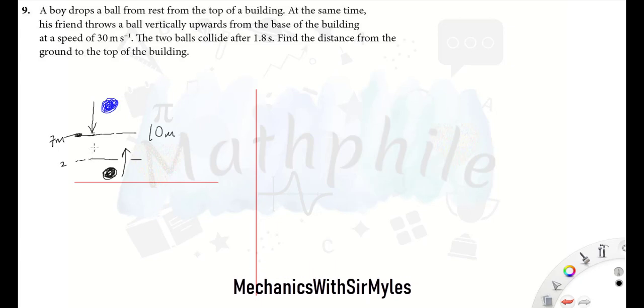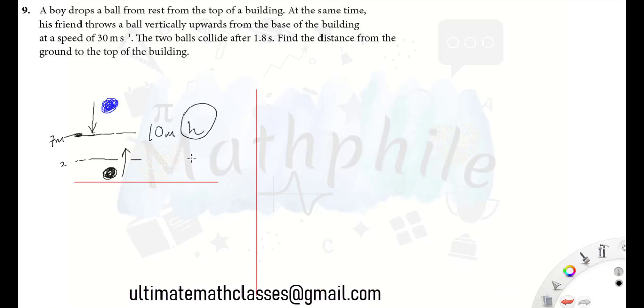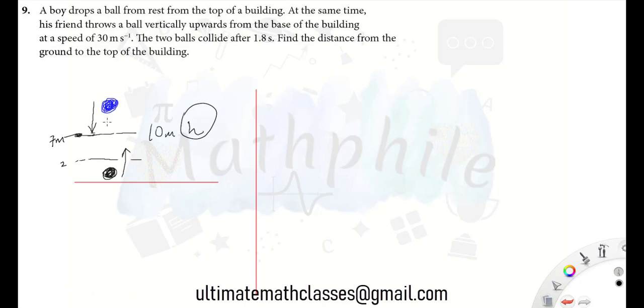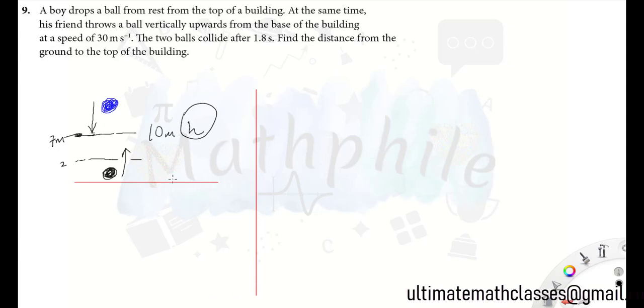How far would the blue ball have traveled? 8. And the black ball? 2. Good. So if the distance is h, how far would the black ball travel? The distance above the ground after they collide.